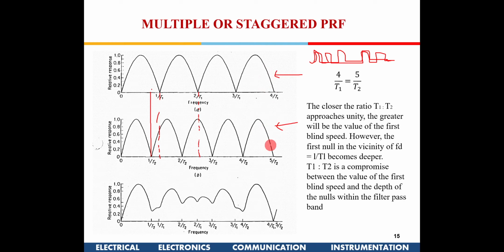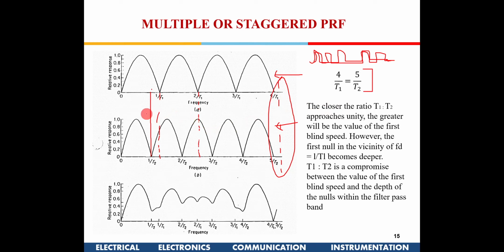Now if you see here, this will be detected by this PRF, right? So the blind speeds will be pushed forward by the LCM factor, right? So now this is 4T1 and 5T1. So the first blind speed will be encountered here when this condition is met.